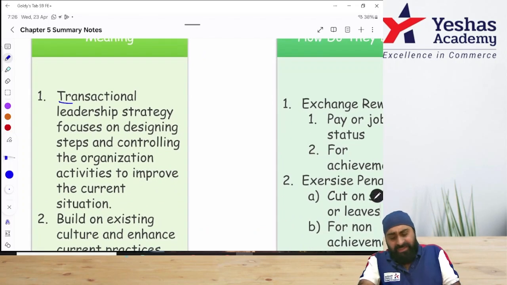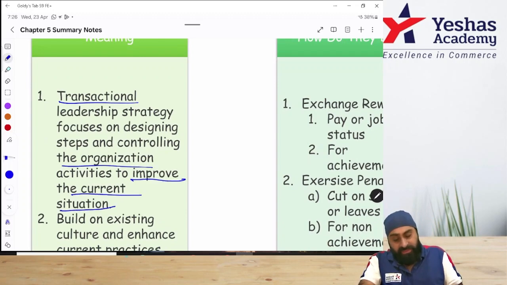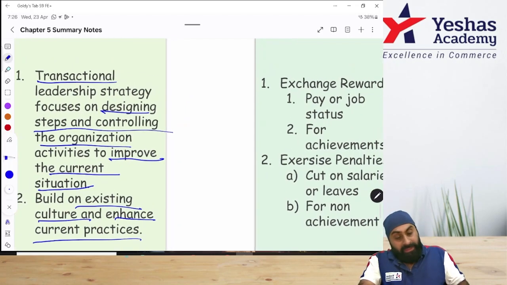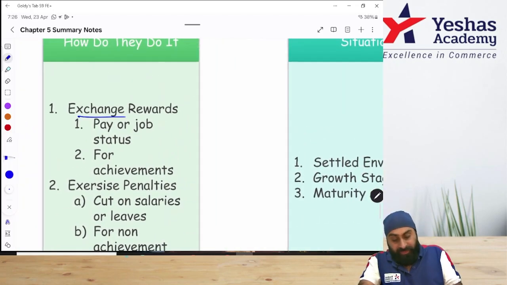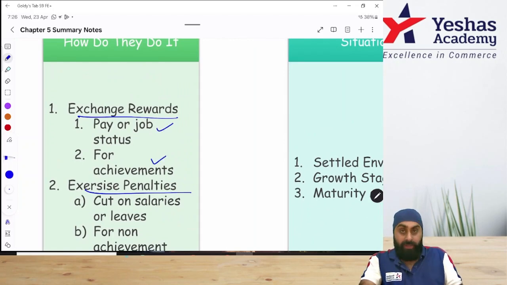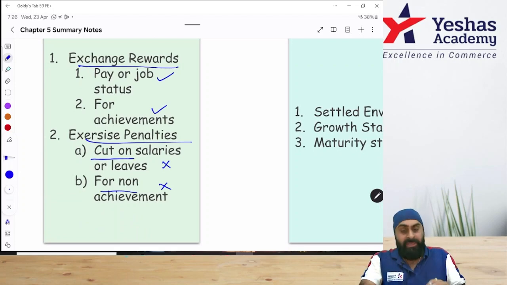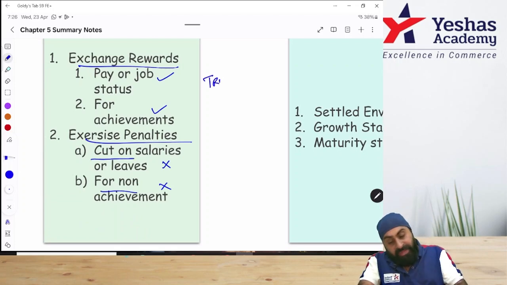A transactional leader is a leader who works in the current situation to improve the current situation, and he designs the steps in controlling the organization, and he builds on the existing culture and enhances current practice. He believes in the concept of rewards and penalties. If you do a good job, you will be rewarded. If you do a bad job, you will be penalized by a cut in your salary or for non-achievement of your targets. So therefore, it is a transaction.